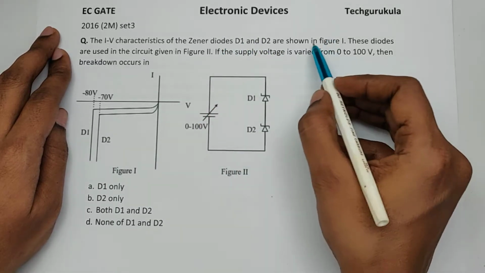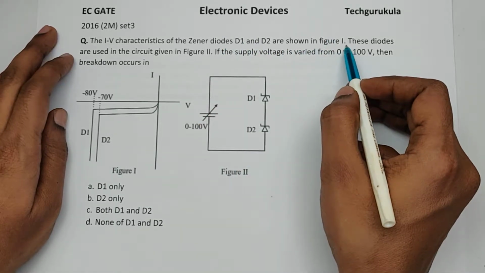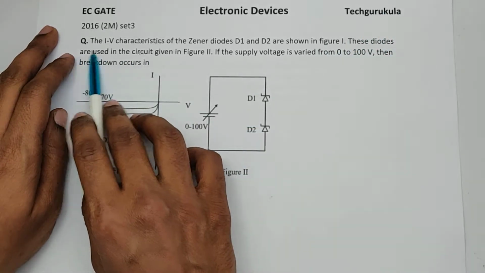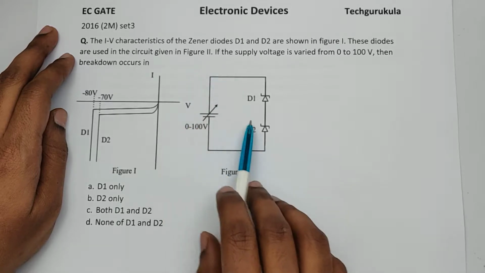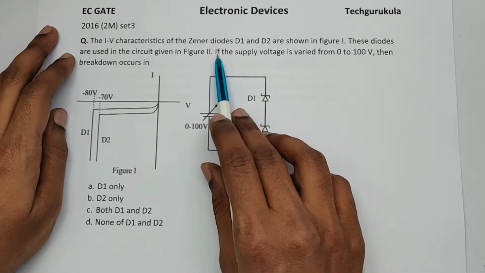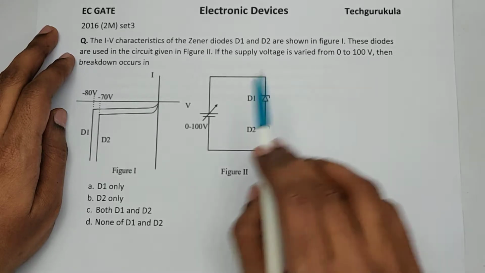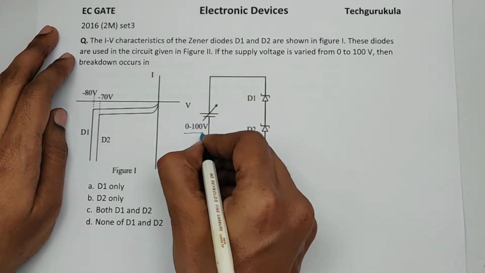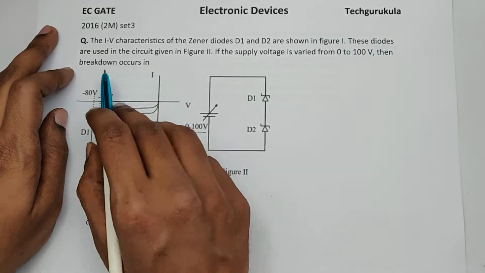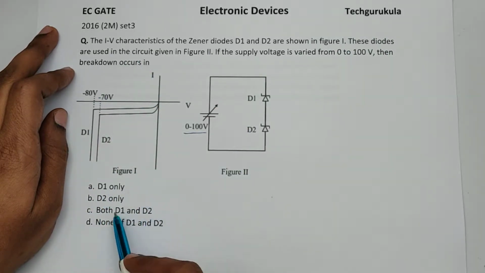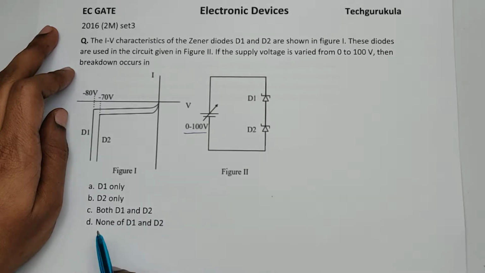We have 2 diodes shown in figure 1, which means these 2 diodes are in series. First thing, these diodes are used in the circuit given in figure 2. If the supply voltage is varied from 0 to 100 volt, then breakdown occurs in, options: D1 only, D2 only, both D1 and D2, none of D1 and D2.